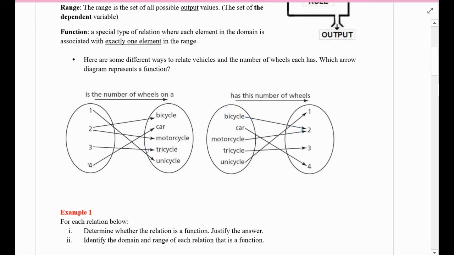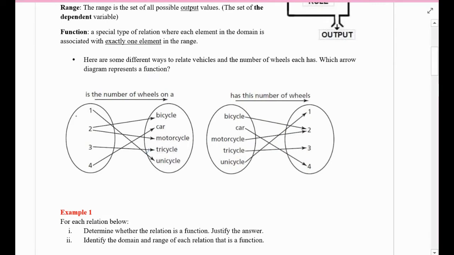So here, all you need to do is count the number of arrows. Each input should have exactly 1 arrow. This one has 2 arrows. Therefore, it's not a function. But if you look at this, each input has exactly 1 arrow: 1, 1, 1, 1, 1. So each input should have exactly 1 arrow. I want you to write it down.